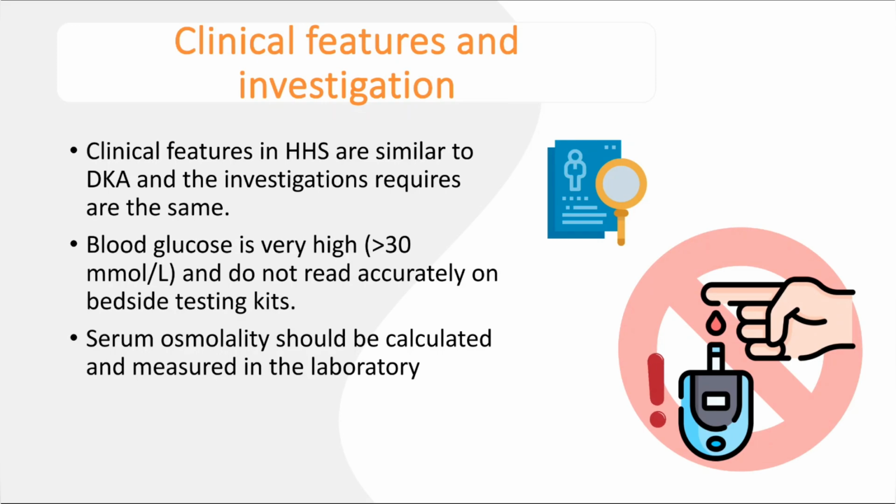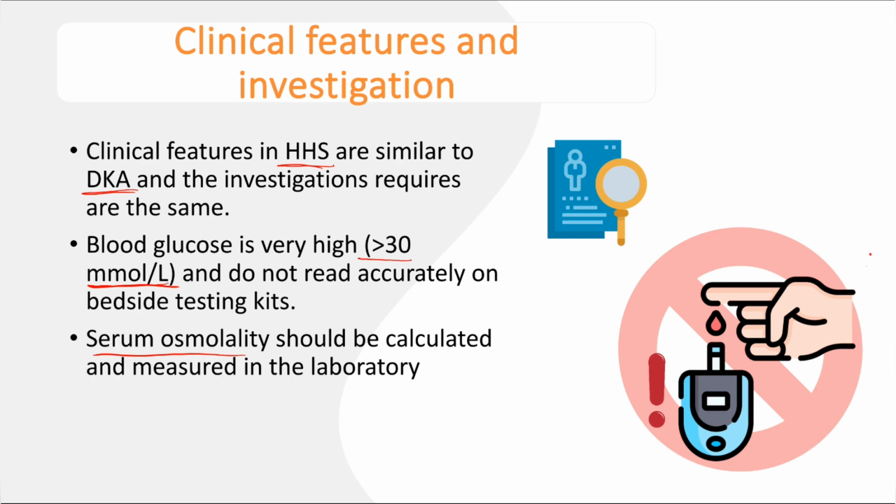So what are the clinical features and investigations? HHS is usually similar to DKA in presentation, but patients have more severe disturbance in the level of consciousness. Sometimes it leads to coma. Blood glucose is very high, more than 30 millimole per liter, and does not read accurately on bedside testing kits. Serum osmolarity should be calculated and measured in the laboratory.